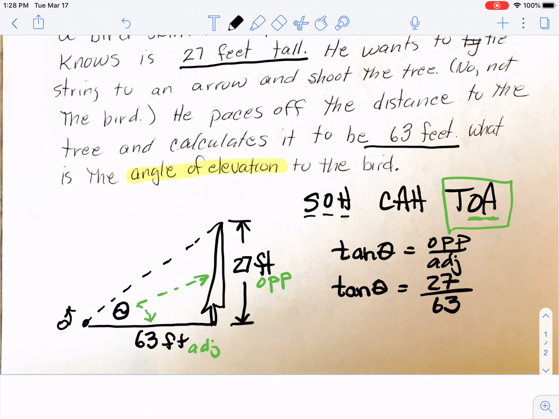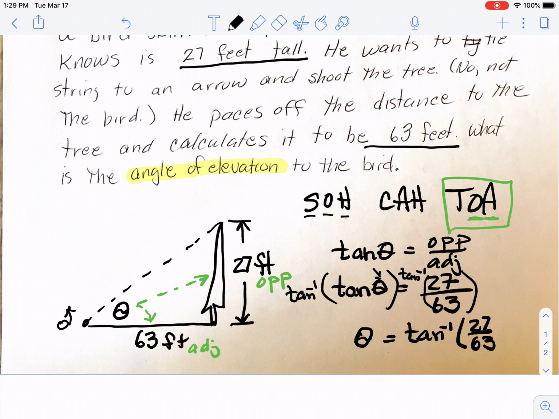Then if I want to get to the theta, I'm going to need to undo this tangent, so the inverse operation of tangent is tangent inverse. Whatever I do to one side of the equation, I do the same thing to both sides, so we're going to kind of squeeze it in there. And that's going to leave me with theta all by itself, which is what I want. On the right side, I see what I need to do is a tangent inverse of 27/63.